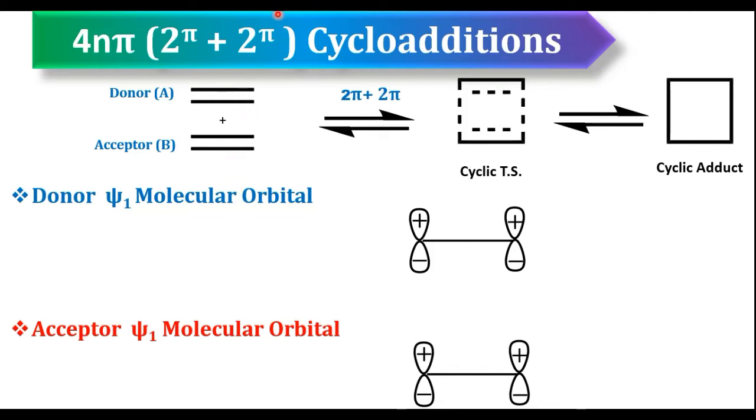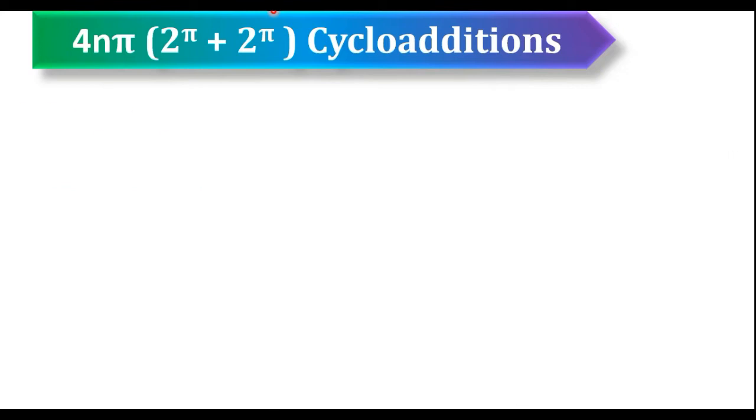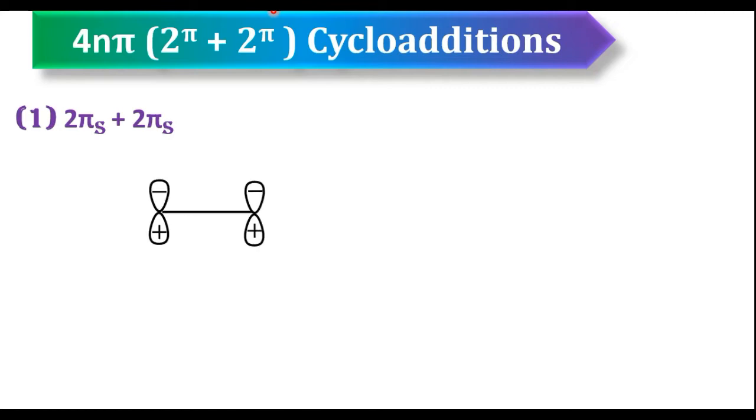Now take the supra mode of addition. The first one is the supra mode of addition. In this case, select the psi 1 molecular orbital. See friends, for the molecular orbital of A I am taking it reversed, taking plus signs at the bottom side. This is the molecular orbital of A, that is nothing but psi 1. The second one is the psi 1 molecular orbital of B.